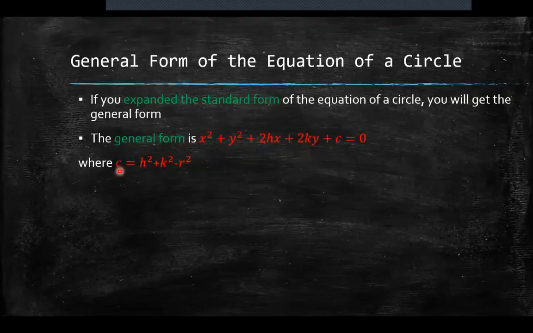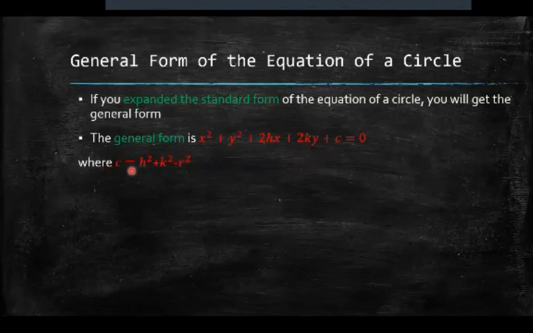And this is another equation you have to learn. c, where c is a constant. So c could be 1, c could be a fifth, c could be minus 3. Doesn't matter. c is a constant. So just any number is equal to h squared plus k squared minus r squared.